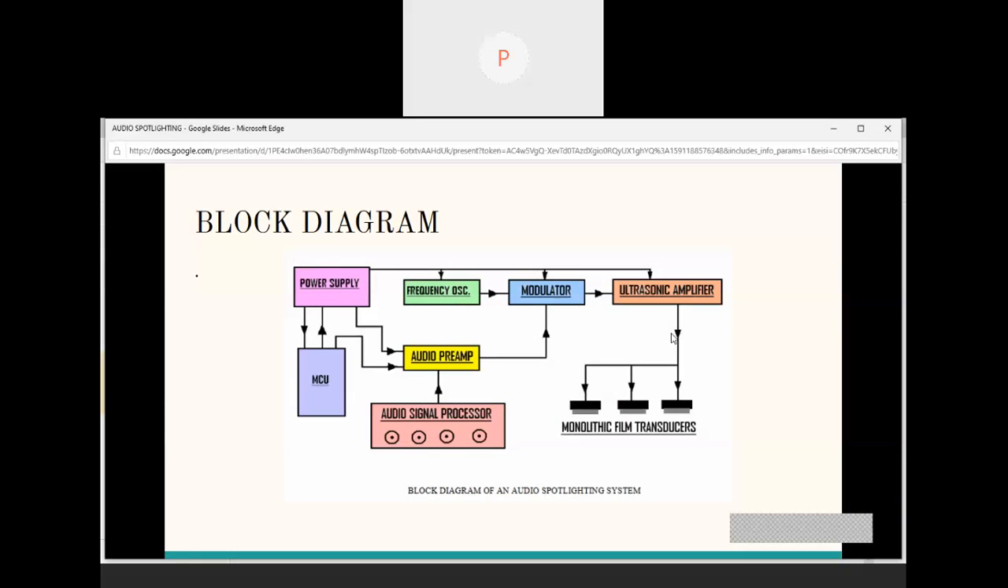Here is the block diagram of the audio spotlight system. Here's the power supply, the microcontroller that takes care of the functional management of the system, the different transducers, the amplifier for amplification of the signal, etc.